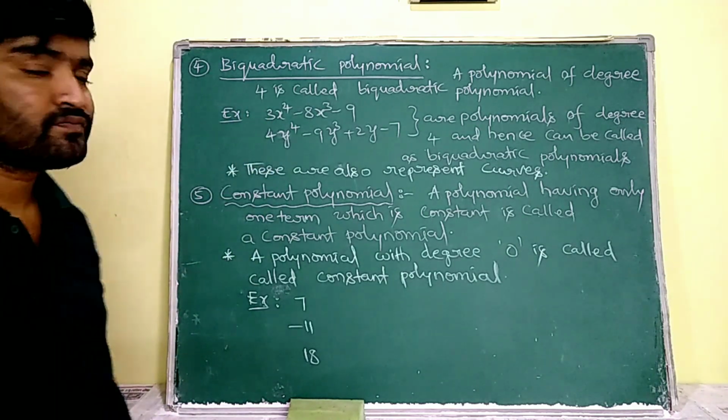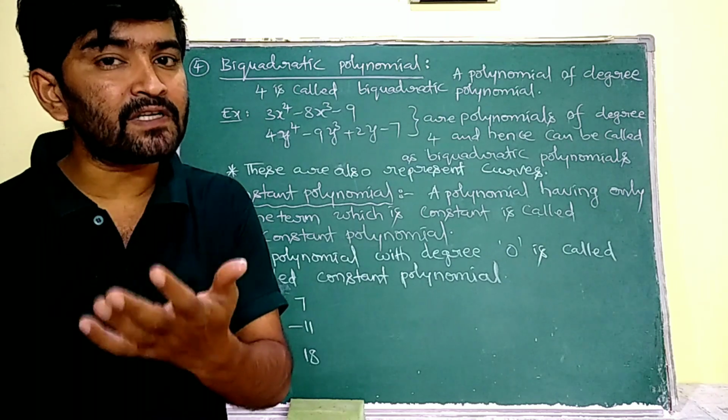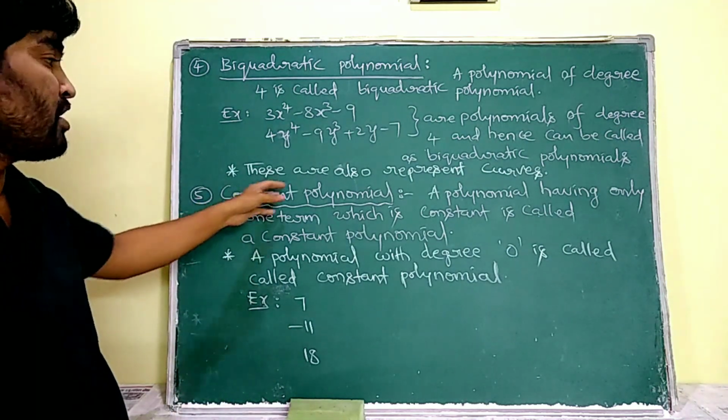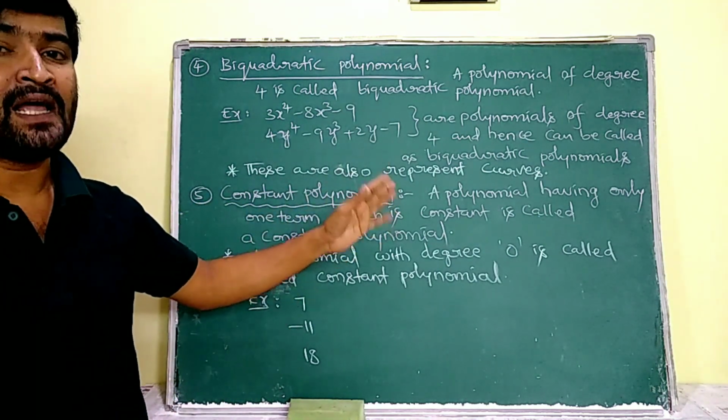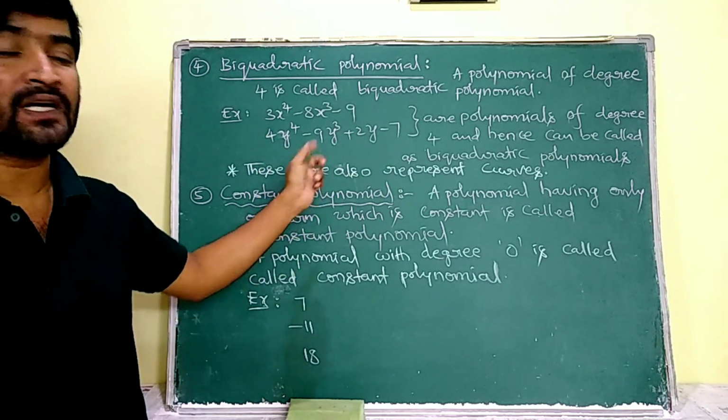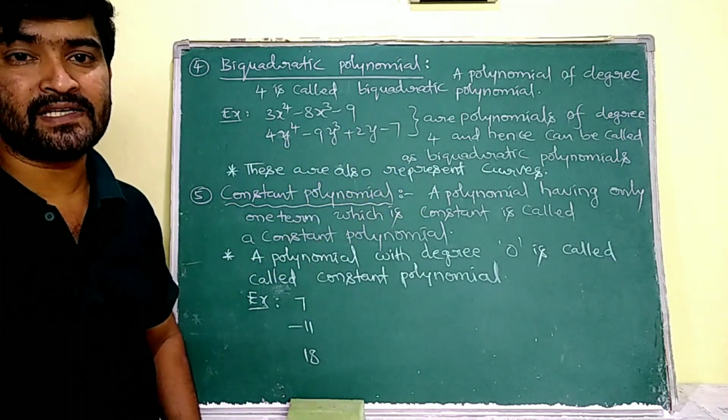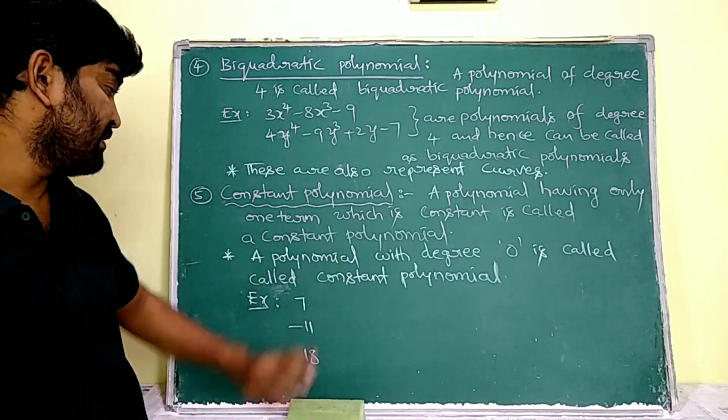Okay. Now we are going to discuss the fifth type of polynomial, that is the constant polynomial. A polynomial having only one term, and that too a constant, is called a constant polynomial.